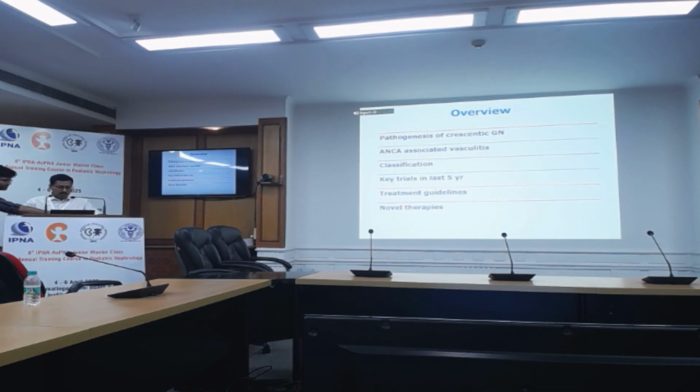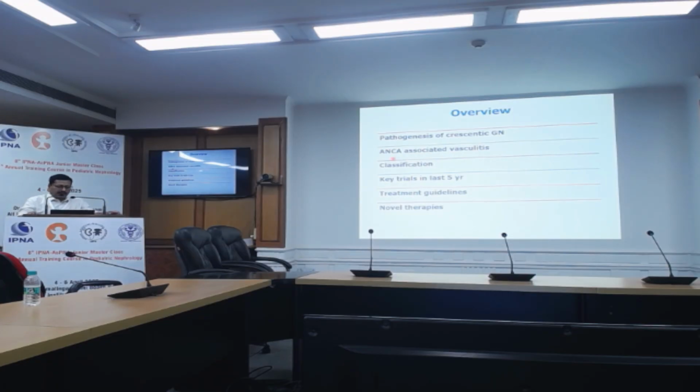So I'll be talking briefly about the pathogenesis of crescentic glomerulonephritis, and I will largely cover the ANCA vasculitis because it's the key condition that results in crescentic GN, although in children you still have immune complex mediated RPGN. I will talk about the classification of ANCA vasculitis and the key trials that have been done in the last 5 years, and about the treatment guidelines for ANCA vasculitis.